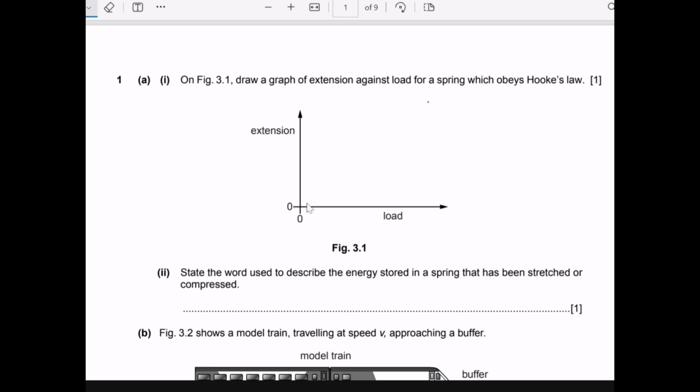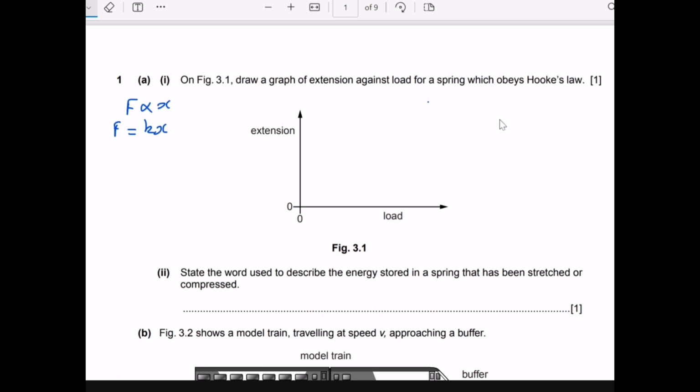On Fig 3.1, draw a graph of extension against the load for a spring which obeys Hooke's law. Okay, what is Hooke's law? Probably that's the first thing that we might need to understand. We know that Hooke's law states that force is directly proportional to extension, which is x. Therefore, if we introduce the constant of proportionality, F is equal to kx. That's Hooke's law. In other words, Hooke's law says that if you stretch a material, the more force you are applying, the more that object or that material is also extending.